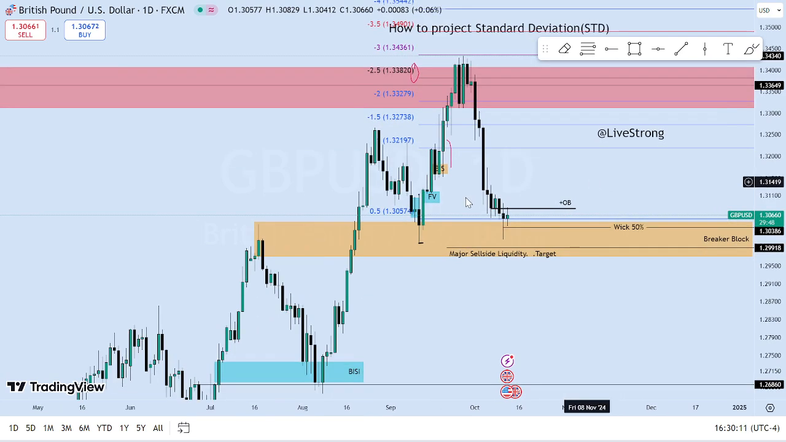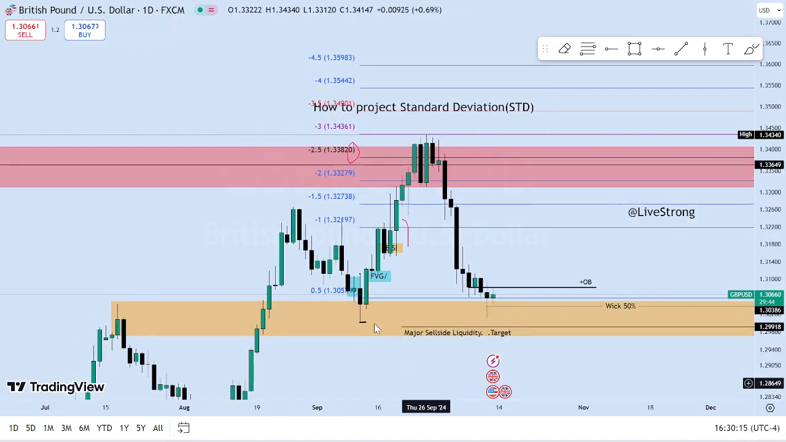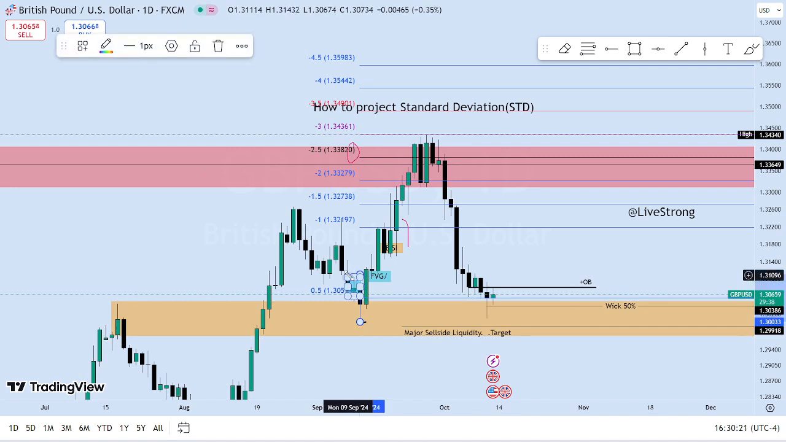Here in daily, you can see how we have been trading. You can also anchor the Fibonacci here. You can see this bullish candle. We have a low, then it's standing as a high. Then we had another low.